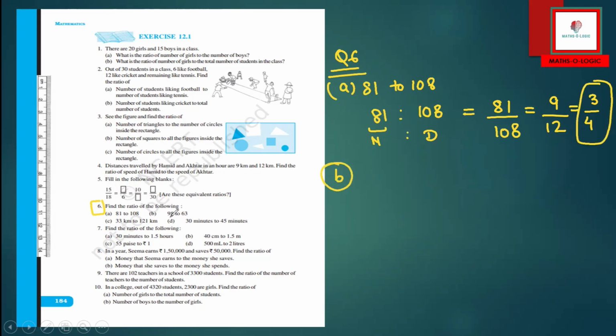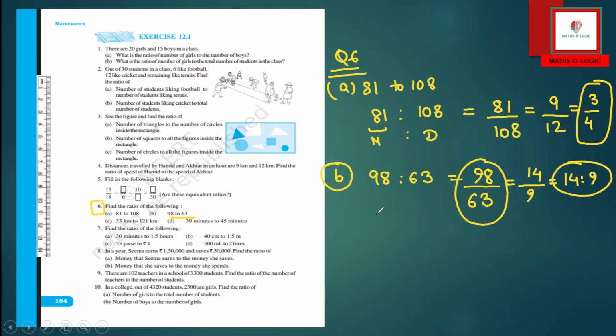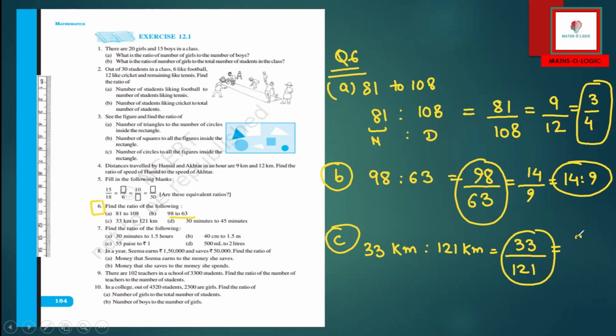The second one, 98 to 63. Again, 98 divided by 63, and these are the factors of 7. So 14 and 9. I don't think so that we can further simplify this. So 14:9 is the answer to it. So now 33 kilometers to 121 kilometers. So 33 in the numerator, 121 in the denominator. Use the table of 11 to simplify this, and this is your answer, 3:11.